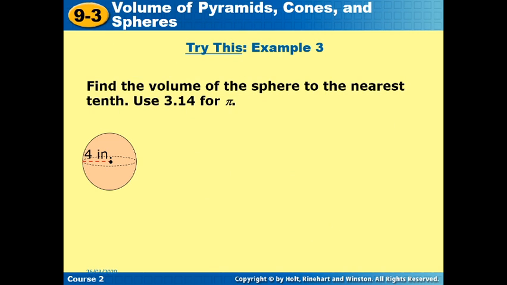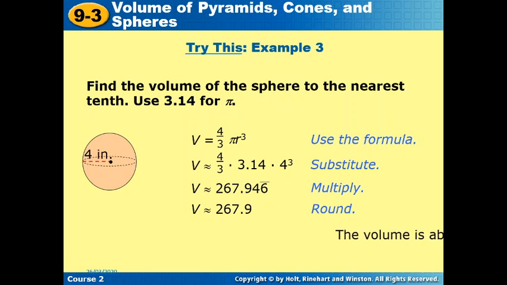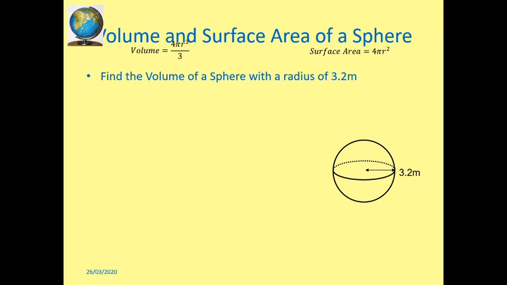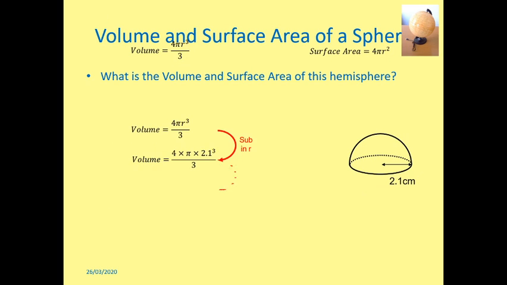Right, another one. Give you a second to try this. Pause the video if you want. Again, we're just substituting. So it's 4/3 pi r cubed. Radius is 4. So it'll be 4/3 pi 4 cubed. It says use pi as 3.14, but I'd use whatever's on your calculator, so a little bit of variation will be fine. 267.9 inches cubed. Good. Exactly the same, substituting 3.2. Yeah, 137.26. Right. And if we're doing a hemisphere, we're doing exactly the same stuff. All we're doing is just dividing by 2 afterwards.